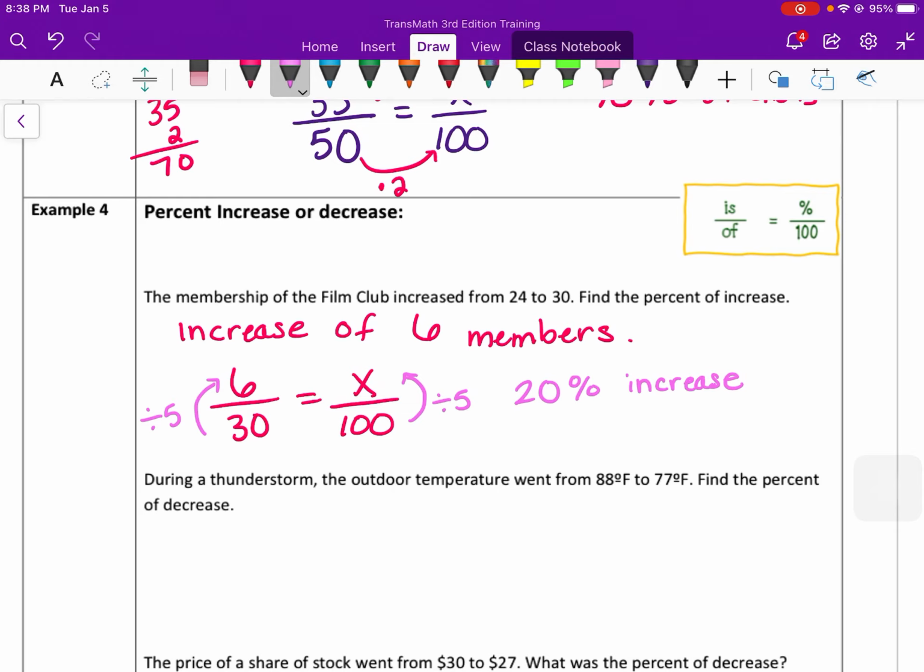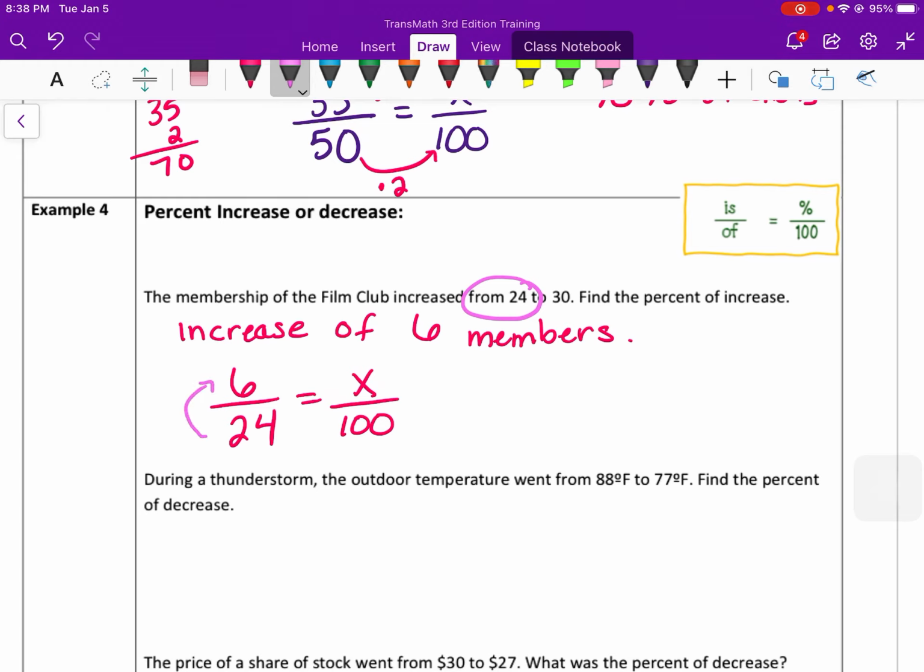I think I actually did this problem wrong. I think I was supposed to use the 24 because it was a 6 member increase out of 24 original members. Sorry about that, guys. We went from 24 and it increased to 30. So I want to know the percent increase of 24 members to 6. I can solve it the same way though.